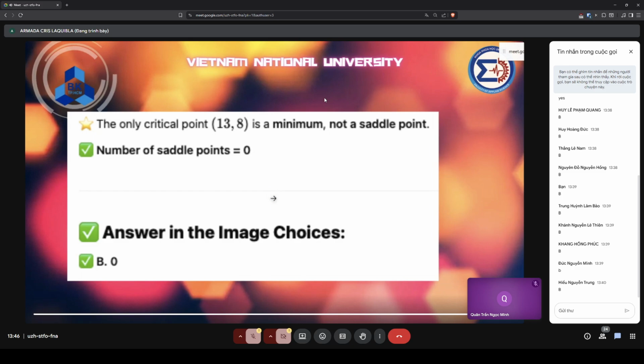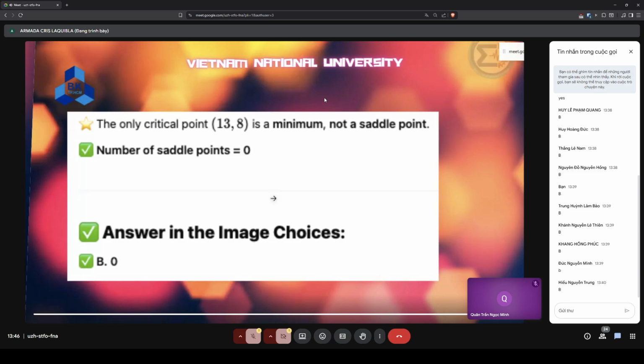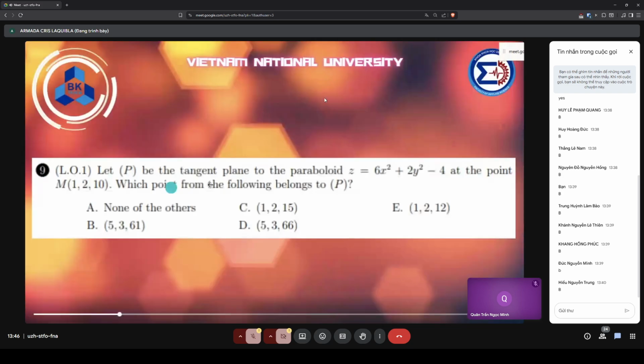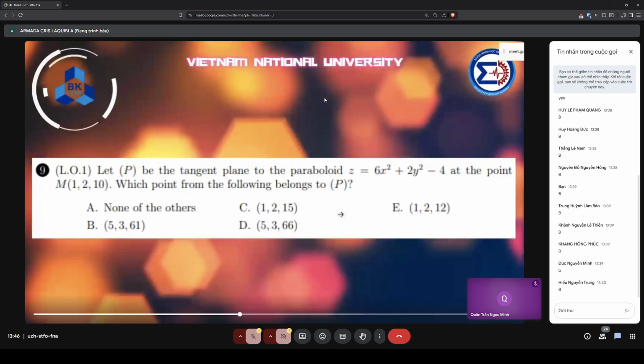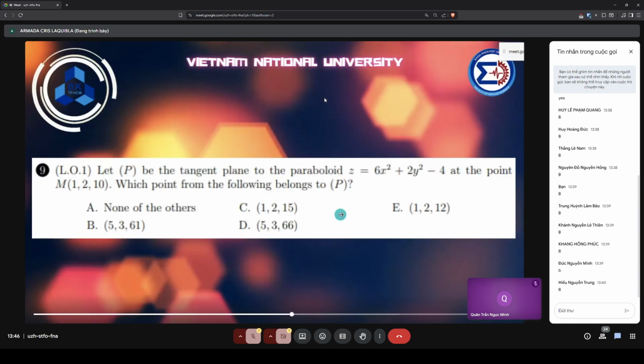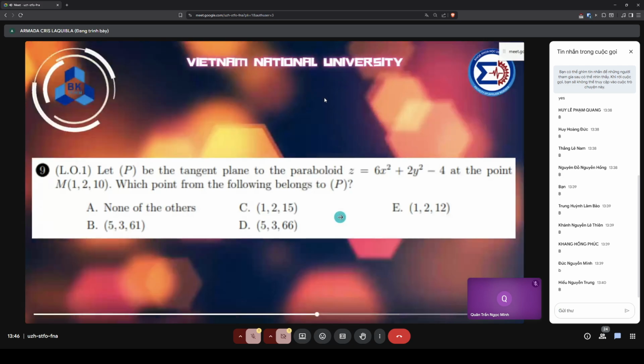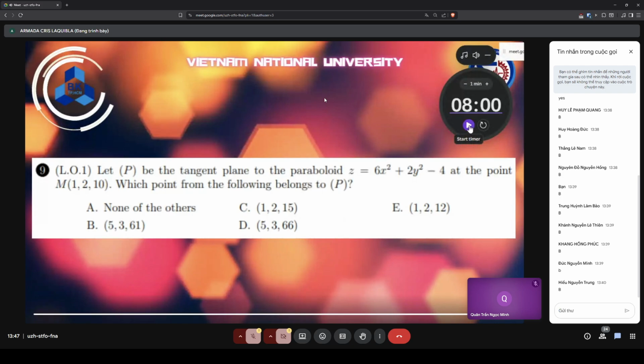Next we have number 9. Let P be the tangent plane to the paraboloid Z. We solved this kind of problem already. You can go back there in the part 1. Okay? You find it there. And then the technique there in solving is the same with the technique here. How to solve this. And that's it. And the formula is there also. Okay, your timer starts now.